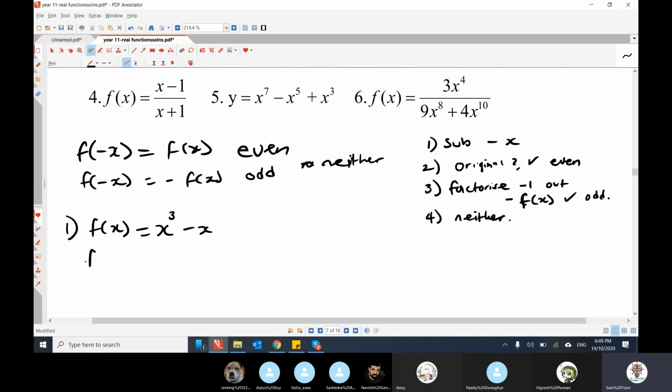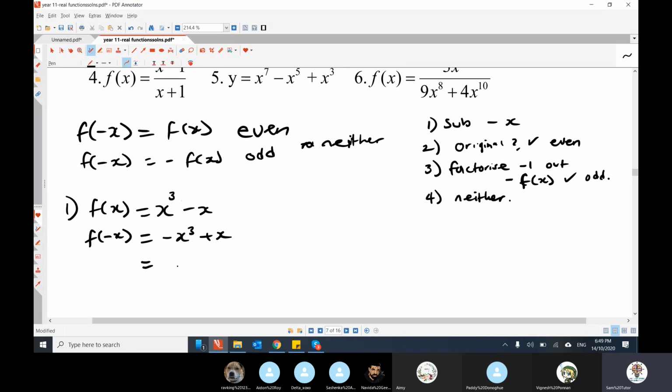So you would have subbed in negative x. Then you wrote negative x cubed plus x. That's obviously not the original, correct? Yep. It's not even, but that doesn't mean it's odd. Just because it's not even, I think I hear this a lot. Just because it's not even, it's not odd.